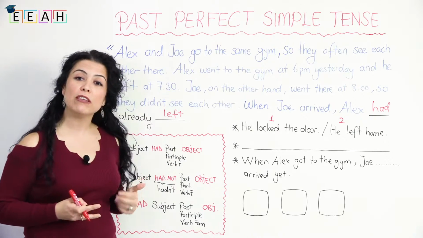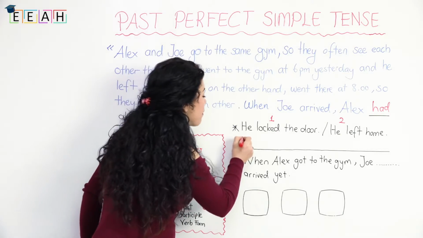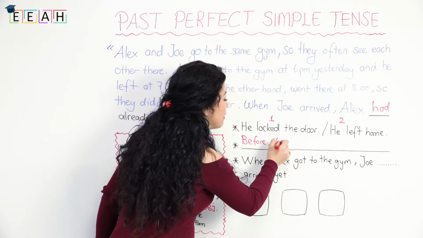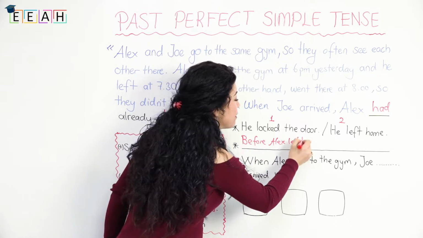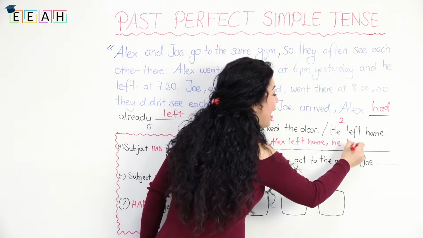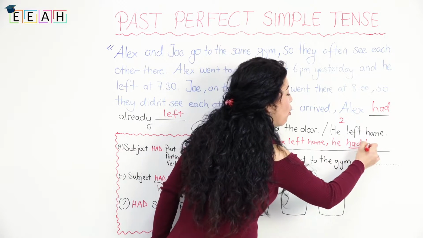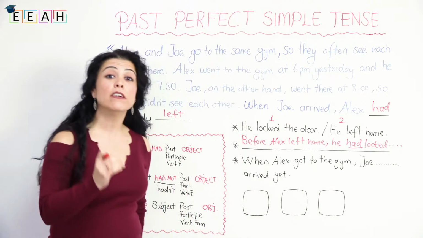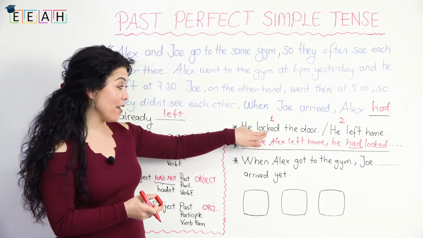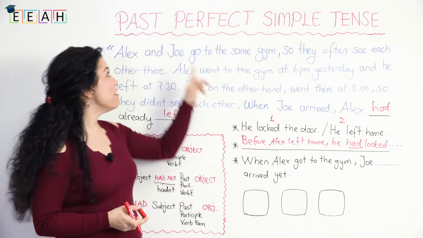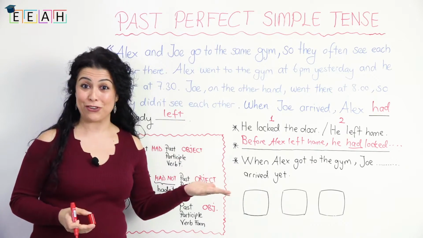Let's put these two sentences together. Before Alex left home, he had locked the door. He had locked the door. So this action happened before the other one. That's why we use past perfect simple here.